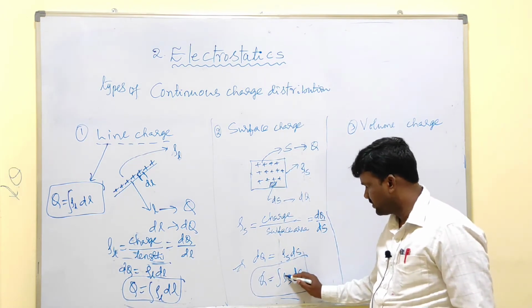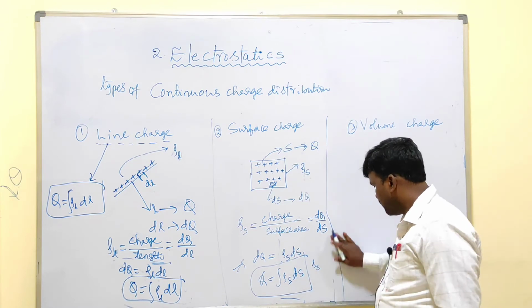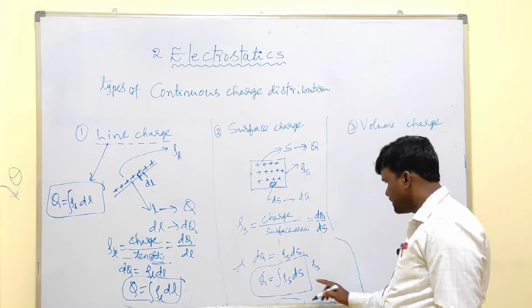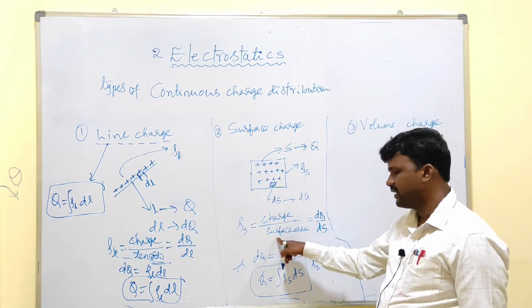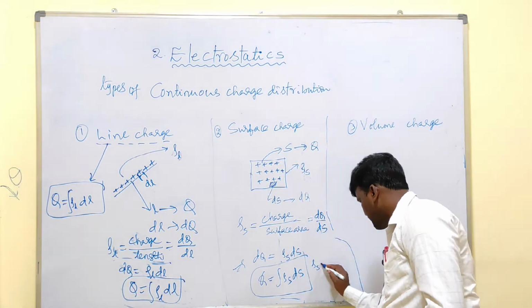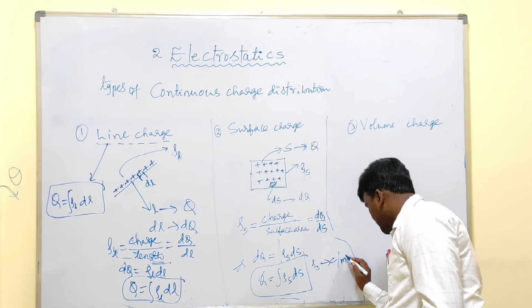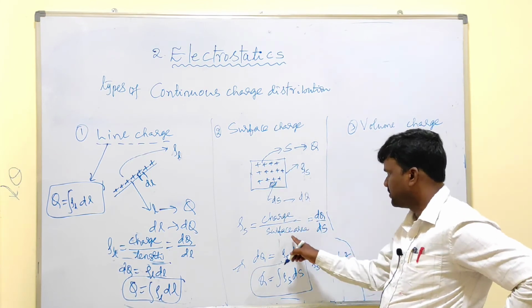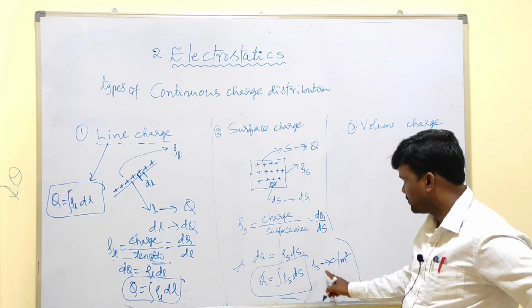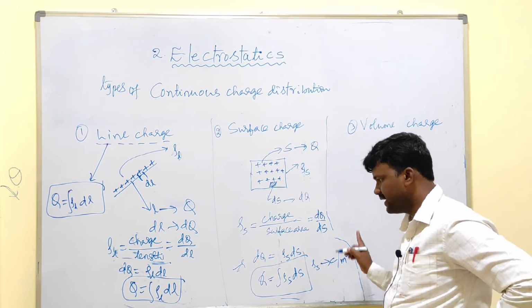Okay, and the units of rho s is what? The unit of q is coulombs, and the unit of area is meter square. So rho s is measured in coulombs per meter square. Charge is measured in coulombs, and area is measured in meter square. That's why rho s is measured in terms of coulombs per meter square.